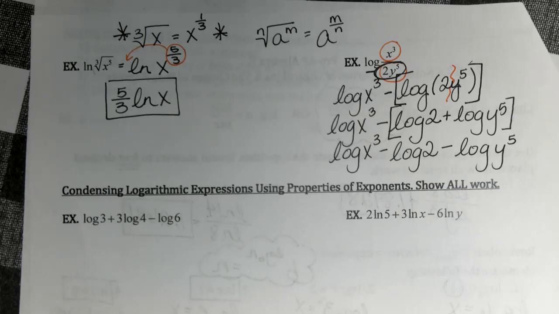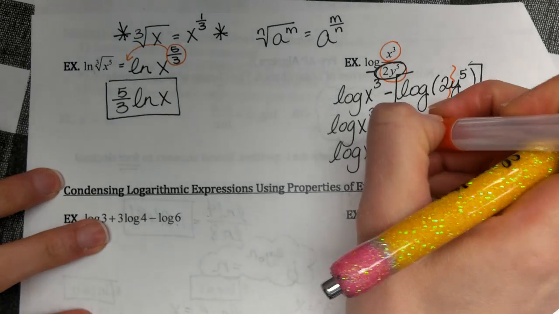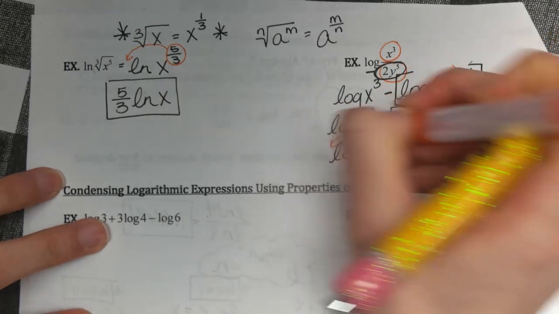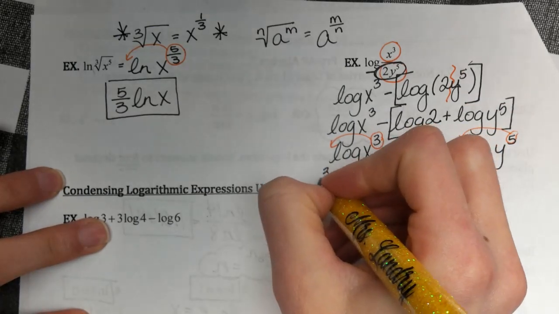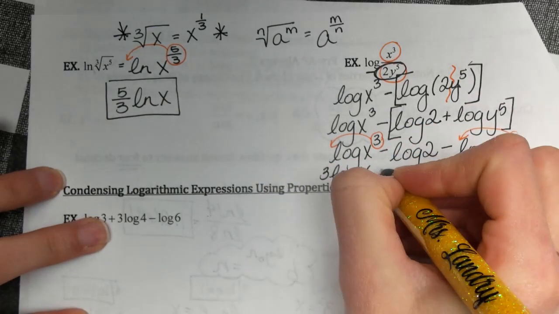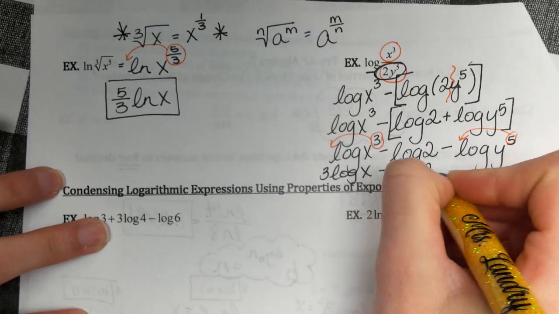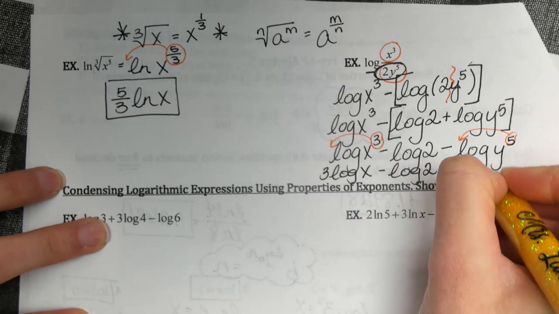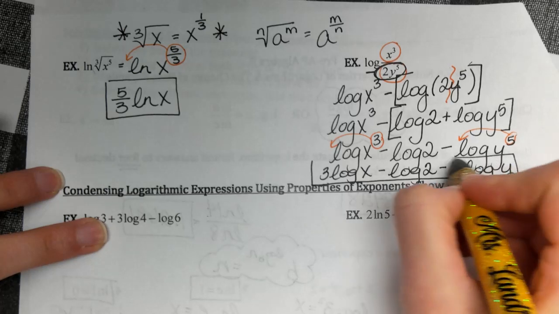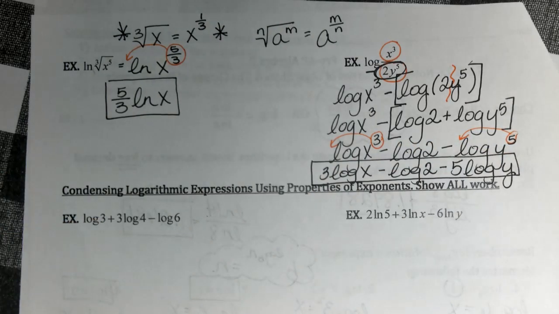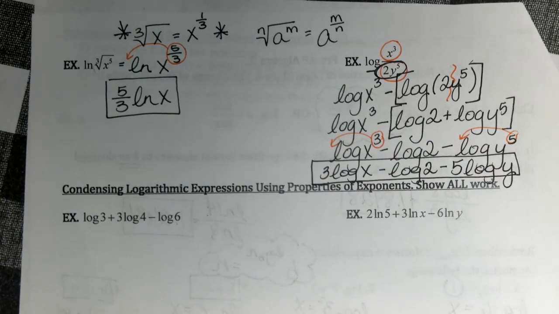Okay? Alright, now I just need to bring my exponents out front. So 3 log of x minus log 2 minus 5 log y. Okay?